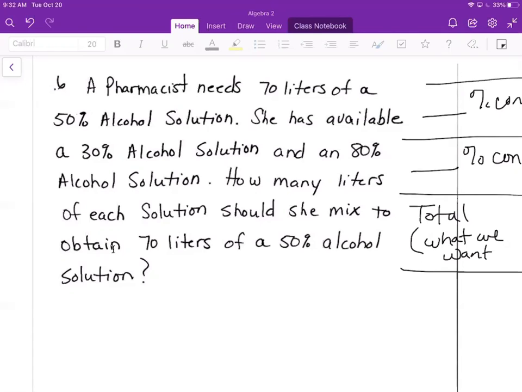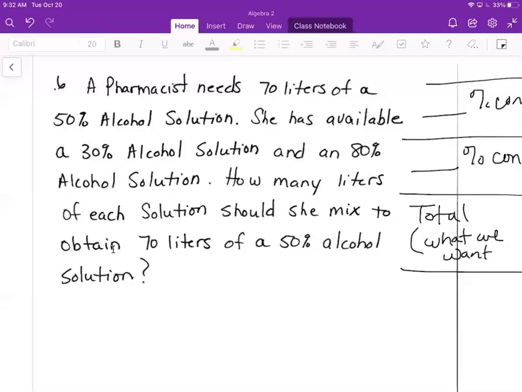So this is what the table looks like. So I've set it up. On the left side, you put your percent concentrates. So the percents that they gave us here were a 50% solution and a 30% solution. So I'm going to go ahead and plug in 50% and 30%. It said we need a total of 70 liters. So notice where I have total, it says what we want. We want a total of 70 liters.